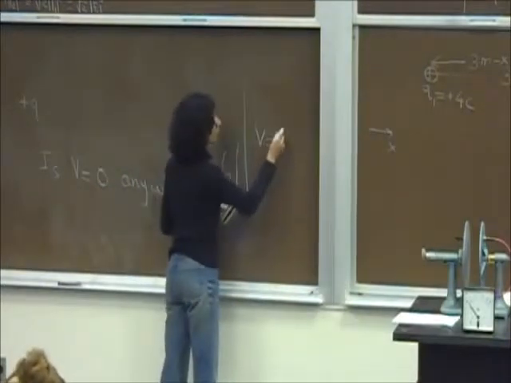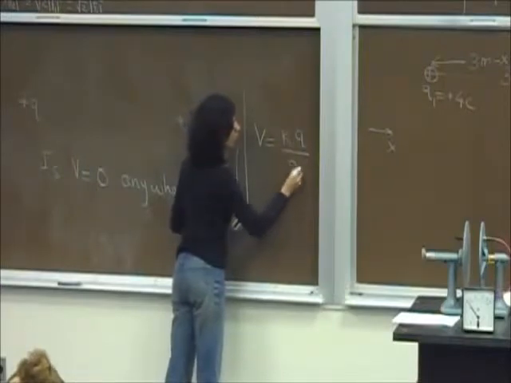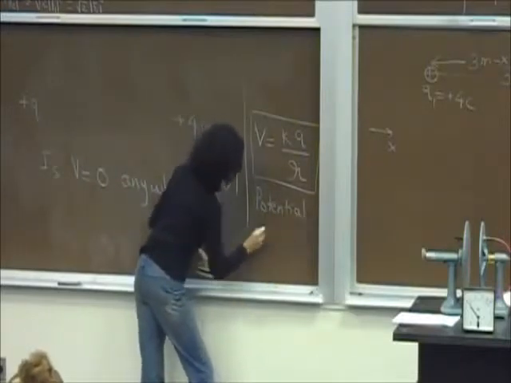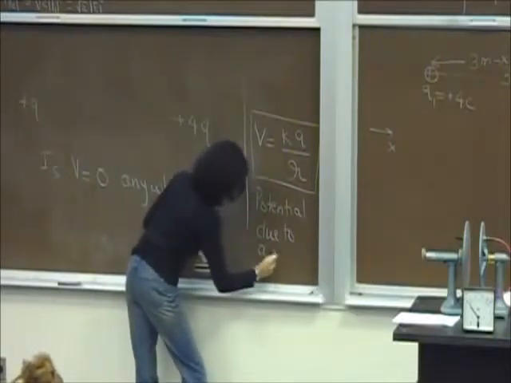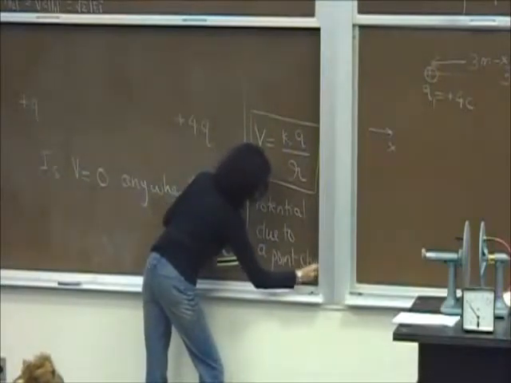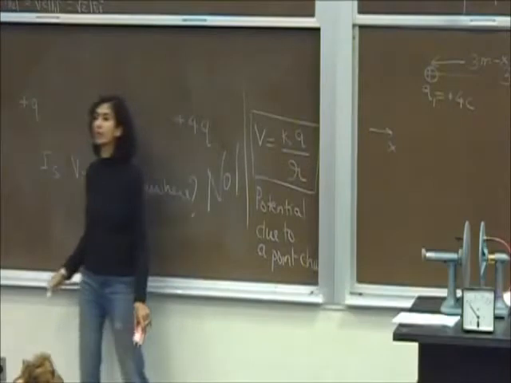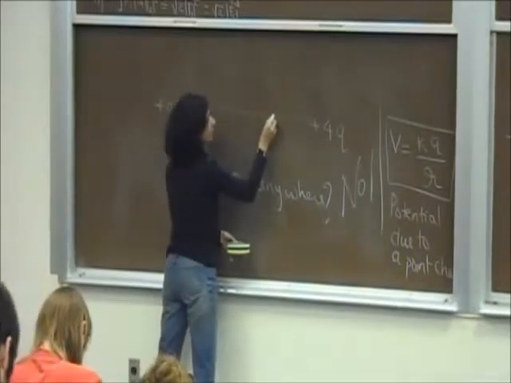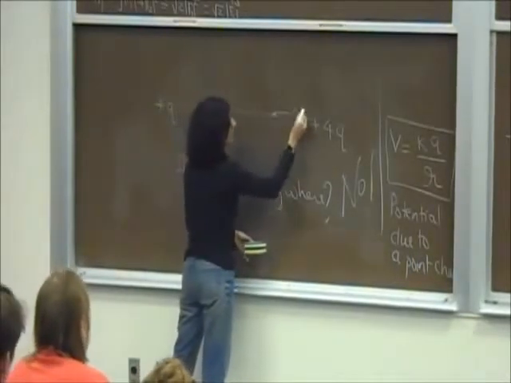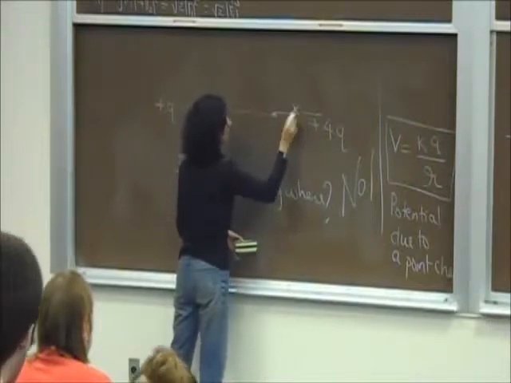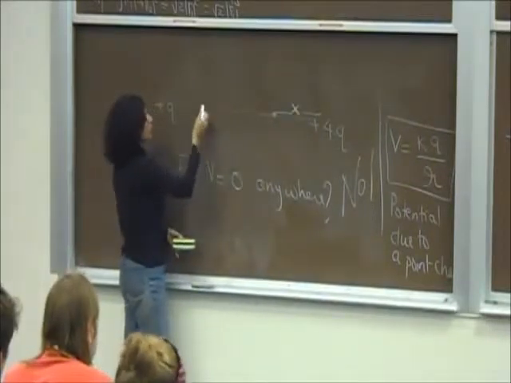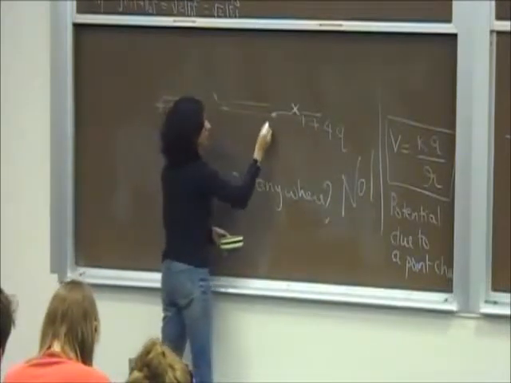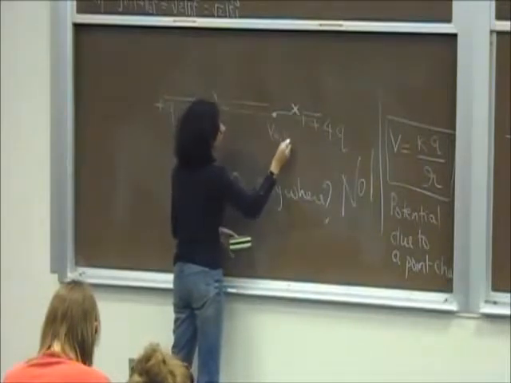If you remember, potential due to a point charge is K Q over R. This is the potential produced by a point charge q at a distance r away from the charge, right? So if I think about some point over here, at a distance x1 from one charge and at a distance x2 from the other, do you see that the potential at that point V will be equal to V1 plus V2?